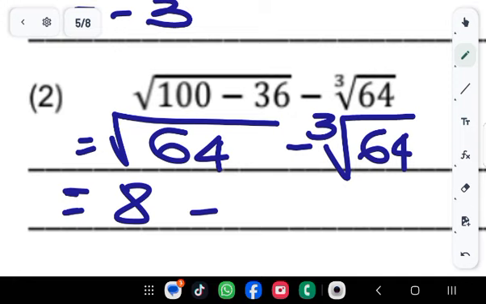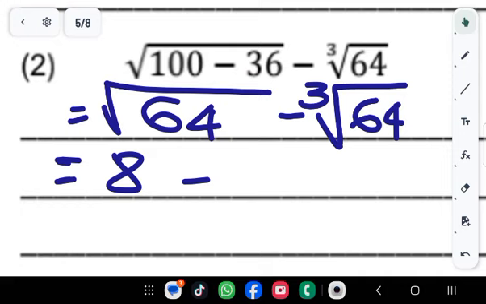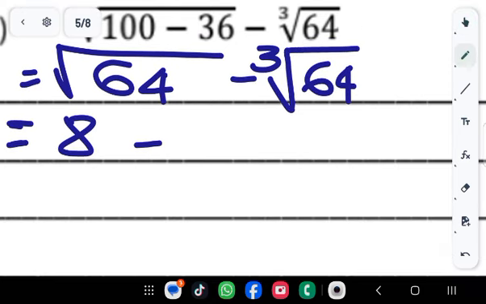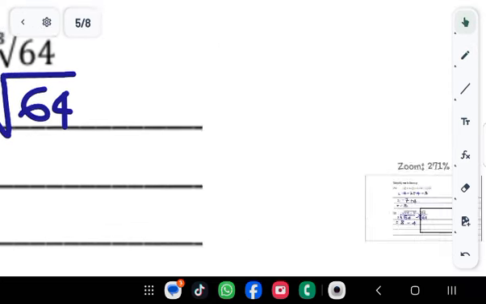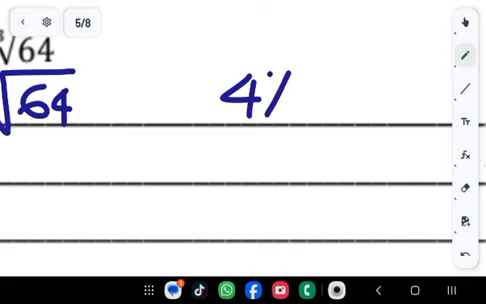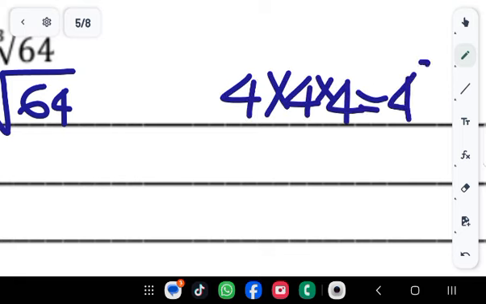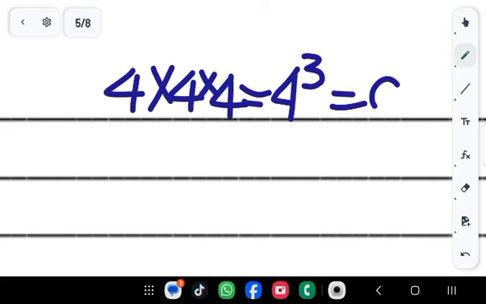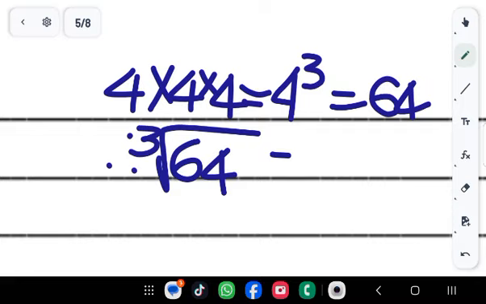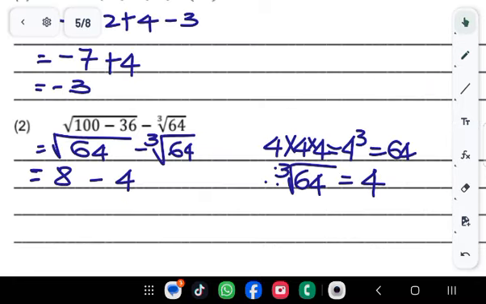Now the cube root of 64 is simply 4, because 4 to the power of 3, or 4 times 4 times 4, is equal to 64. Therefore, the cube root of 64 is equal to 4. That's how you work that one out.